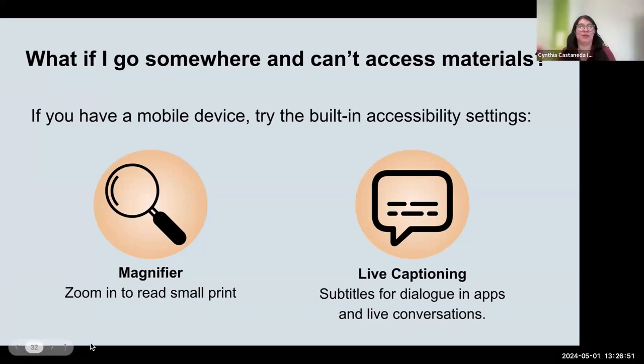Sure. If you're out in the community and you can't find accessible materials, you have a few options that are built into your mobile device. You can try an accessibility setting such as the magnifier, which most phones have. If you need to take a picture of something, you can zoom into it, read the small print, or you can just use the magnifying glass to read something.